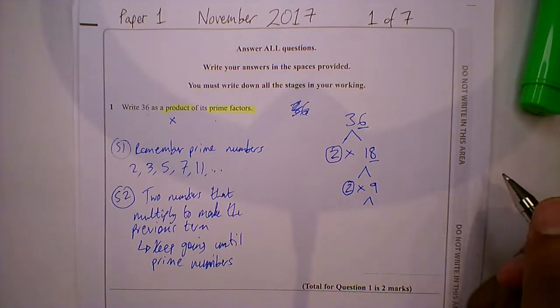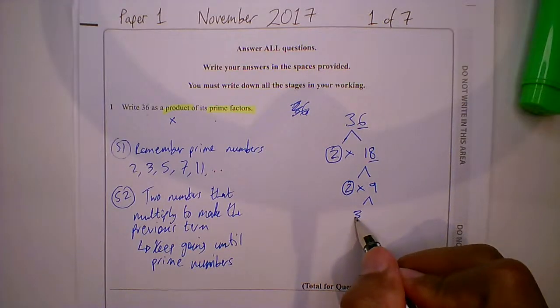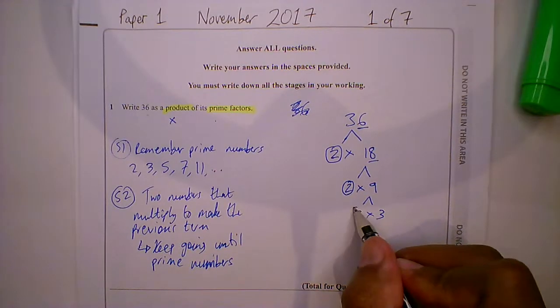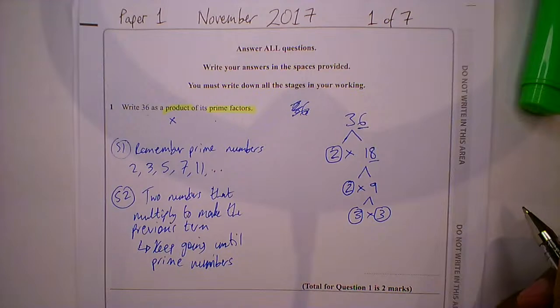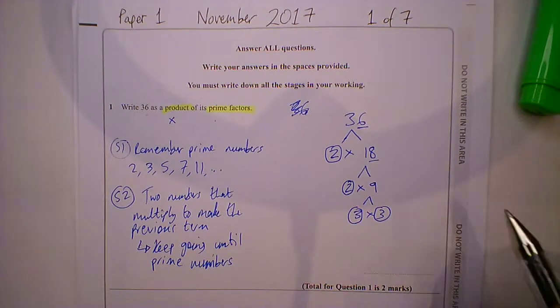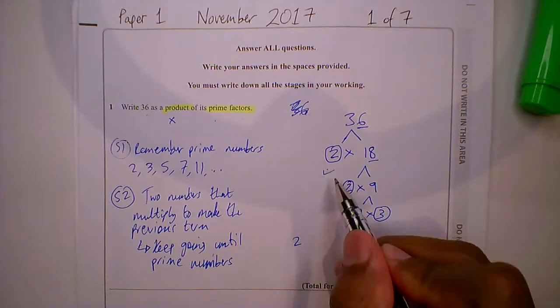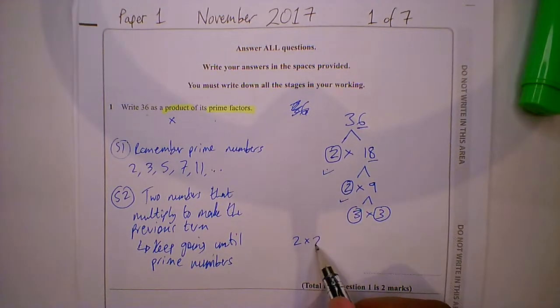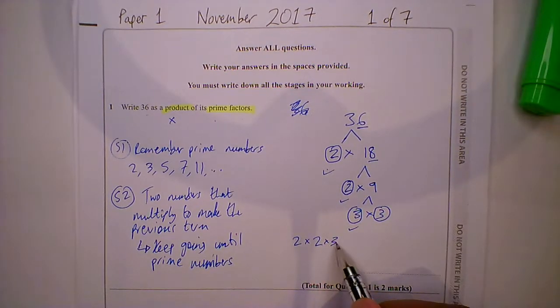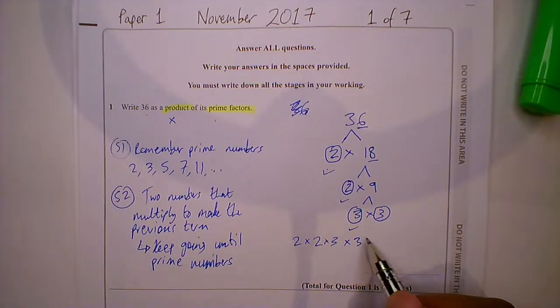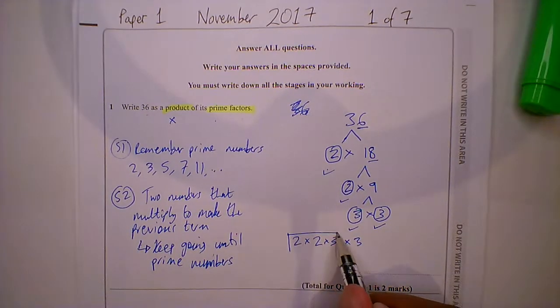9 is not a prime number, so I keep going. 3 times 3. 3 is a prime number, and I circle it. So that is what I have. So my final answer is going to be 2 times 2 times 3 times 3. Okay, so that's my final answer.